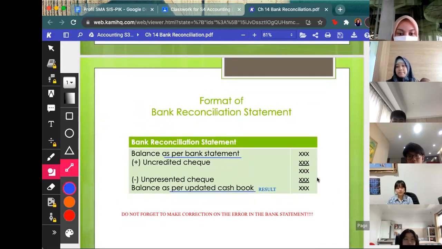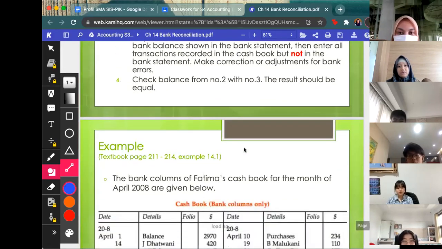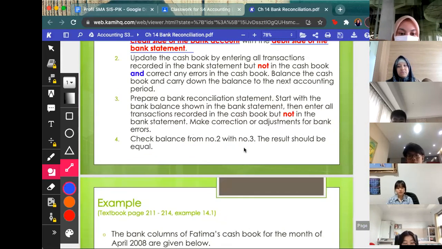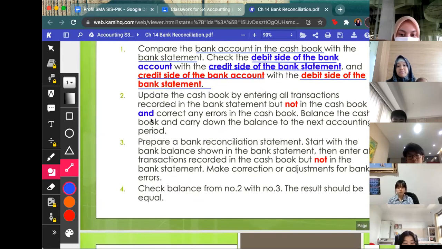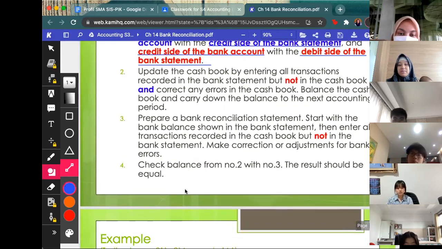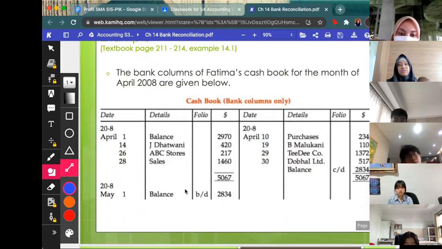Clear, yeah? Okay, continue to number 4. After you make all of that, check the balance from the number 2 result and the number 3 result. The result should be equal. If it is not equal, know that you made a mistake. That's the indicator of whether you made a mistake or not. Okay, clear enough? Let's jump into the question.